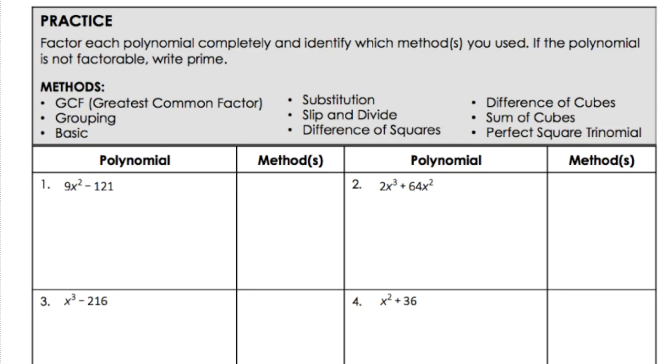When I look at this first one, the first thing I always check for, remember, is a greatest common factor. We always want to make sure that we keep this one as our first check, and then if we need it, use it and then factor more, or if we don't need it, we don't need it. So for this one, 9 and 121 are not divisible by any of the same factors. So there's no GCF in this one, but I do know that 9 and 121 are perfect squares. Since I'm subtracting, I know that this is a difference of squares.